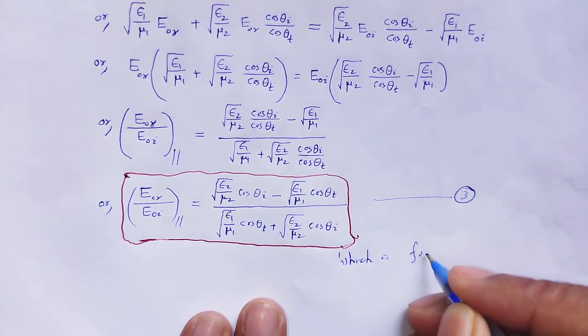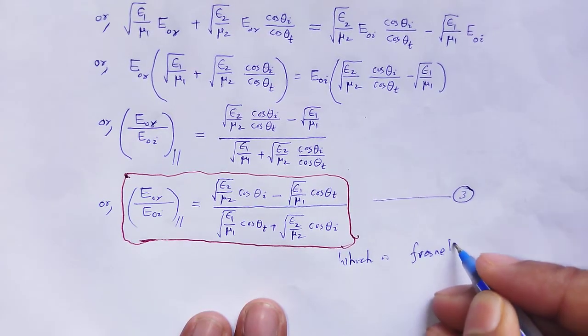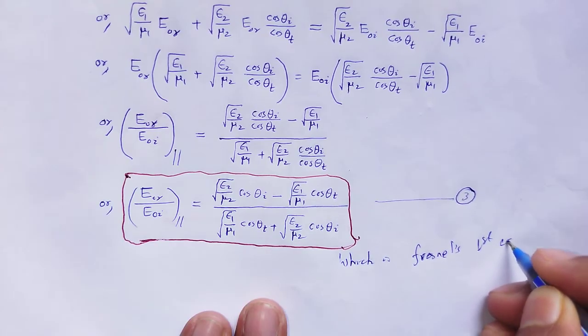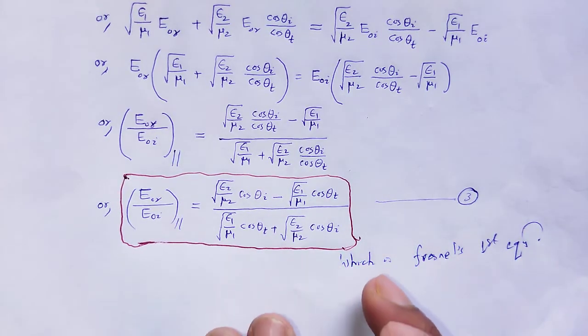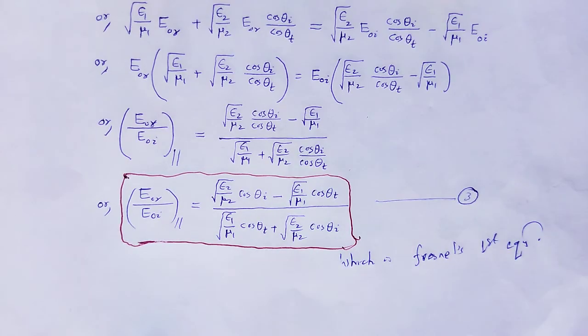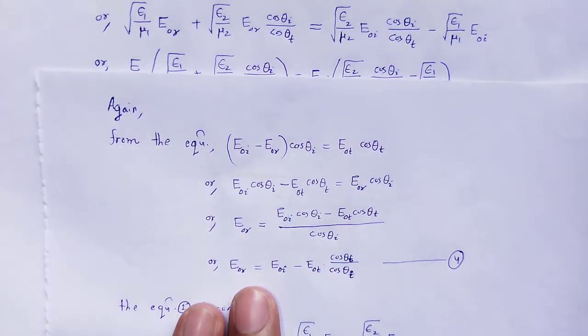Fresnel's first equation, under what situation? When the E vector is parallel to the plane of incidence. Next one, in the same manner we proceed, but with a simple change.